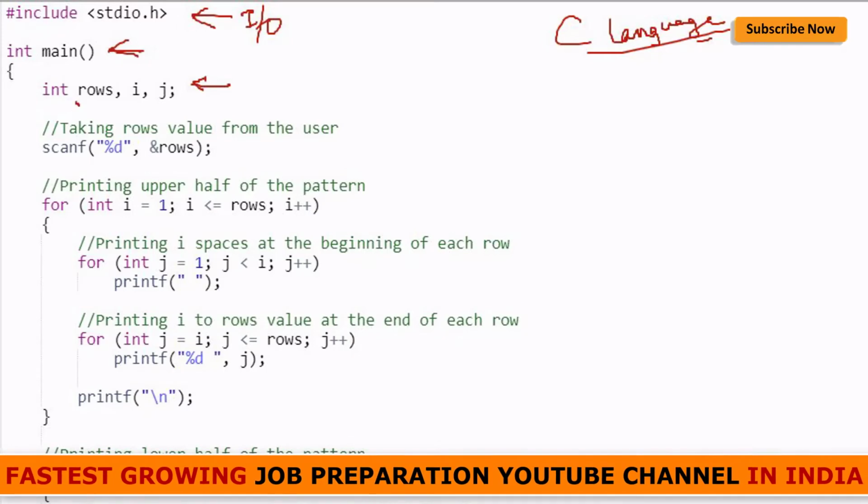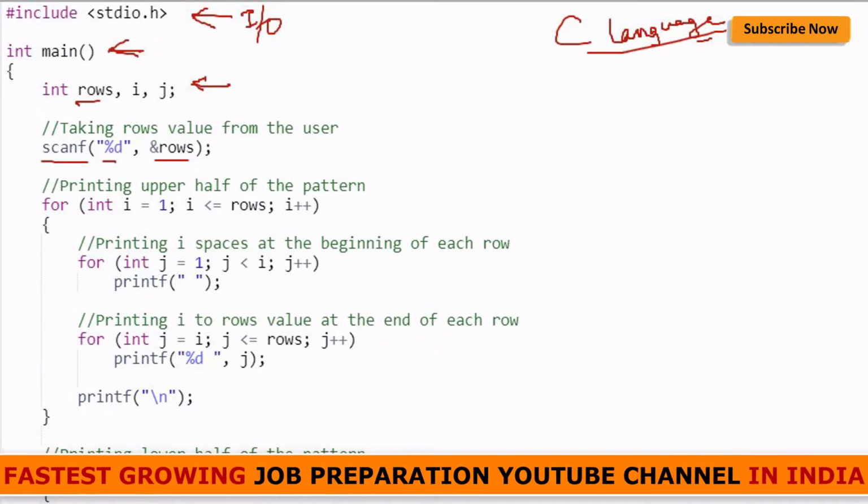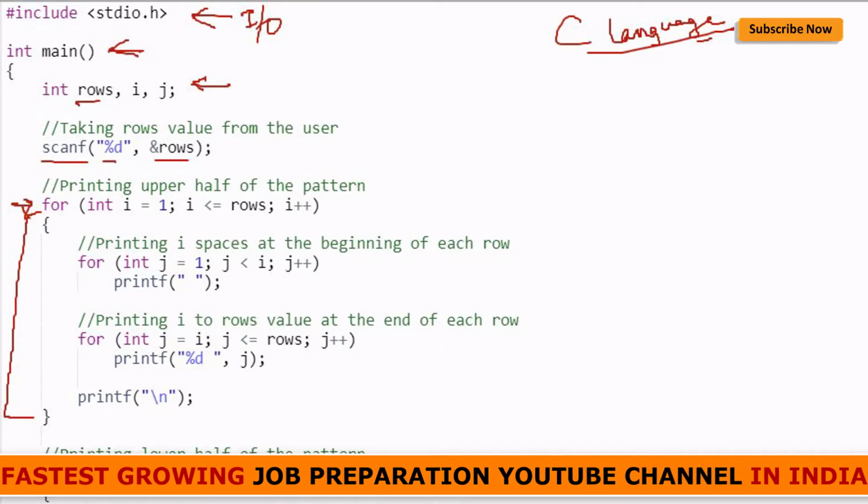The variable rows is used to take the number of rows from the user input. See, I have taken the user input from here, scanf("%d", &rows). So in this rows variable, the number of rows will be stored. From here this for loop is used for printing the upper part of the pattern. It starts from here and ends here. If you see properly, the upper half of the pattern is nothing but an inverse triangle. It's like an inverse triangle.